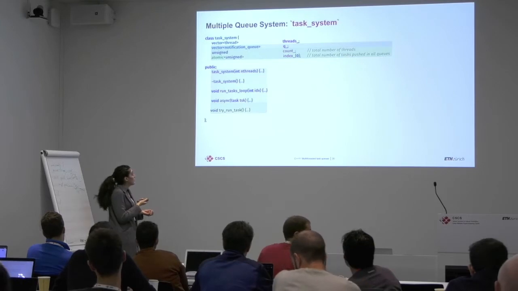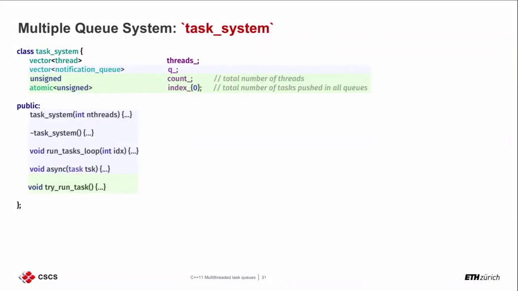Cool. Okay, now let's see how we can modify our task system to use the new features of our notification queue. So, like I mentioned, now we have a vector of notification queues. Instead of just one, we have multiple. And we're going to add a couple of new things here. We've got the count, which just keeps track of the total number of threads. And in this case, it's also equal to the total number of queues because we have one queue per thread. And we're going to keep an atomic unsigned index, and that's going to keep track of all of our tasks in the entire system. And we'll see why that's needed in a while, and it's initialized to 0.